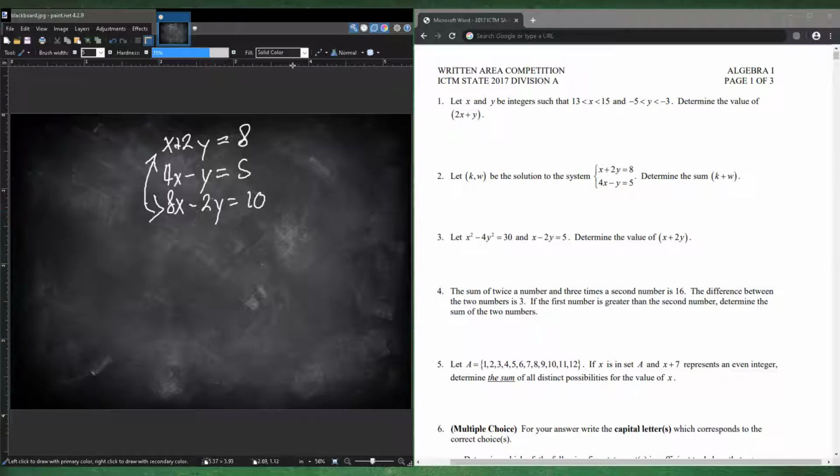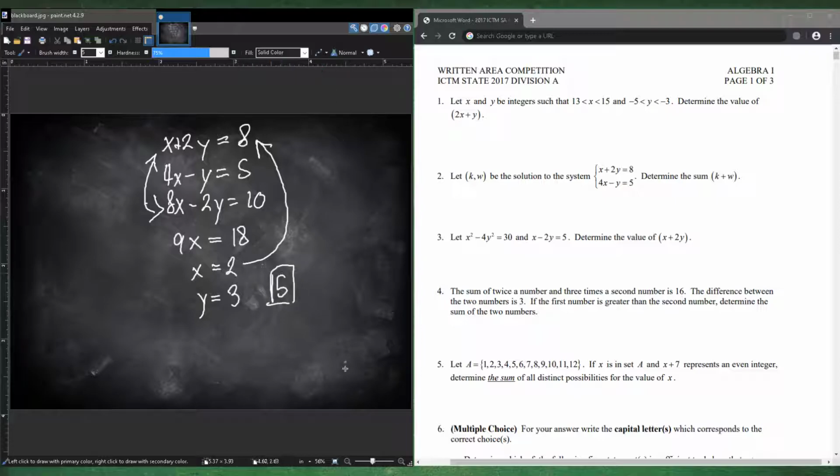So I multiplied the second equation by 2. Now adding them, that's 9x is equal to 18. That means x is equal to 2. So if x is equal to 2, let's plug it into the first equation. Then 8 minus 2 is 6, and 6 divided by 2 is 3. So y is equal to 3. That means k is 2 and w is equal to 3. So adding them together, that's 5.